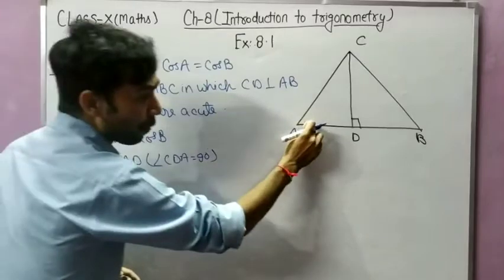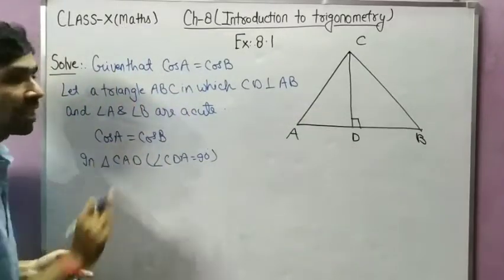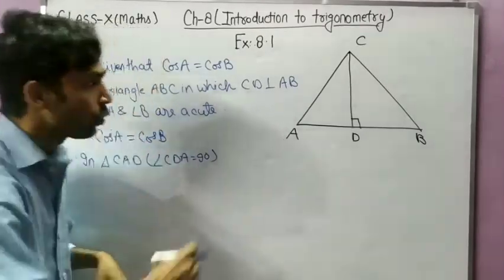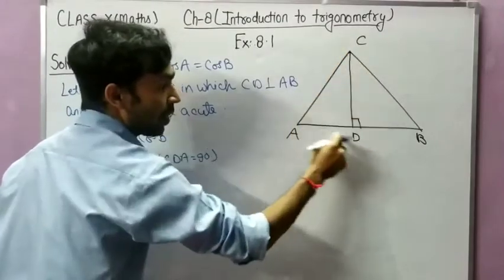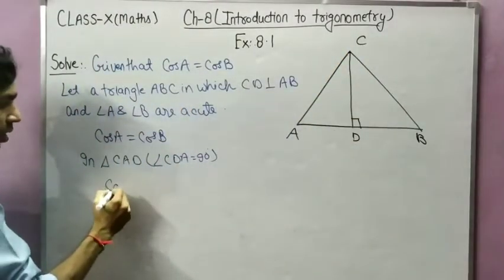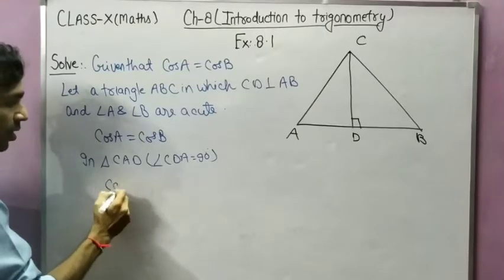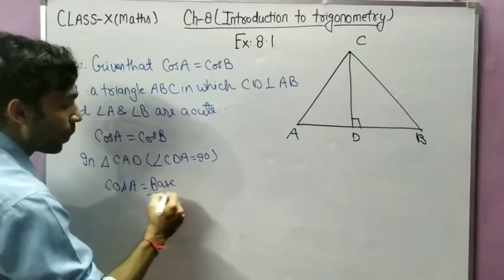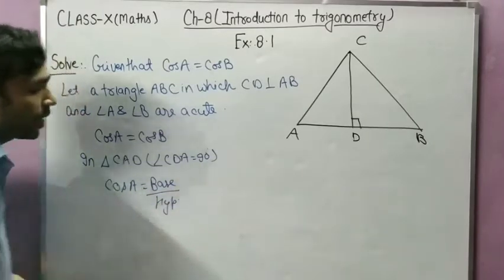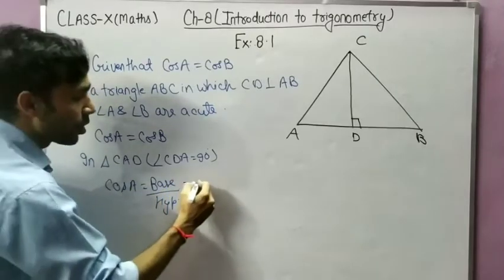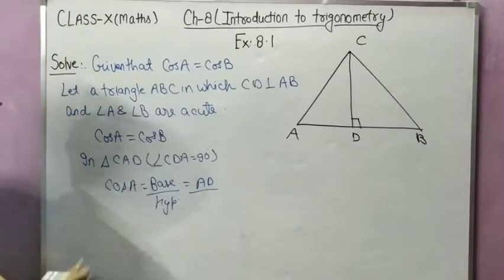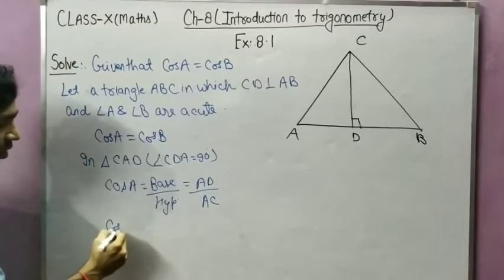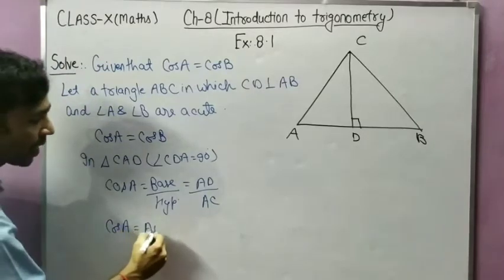For angle A we have to apply cos A, and we know that cos theta equals base upon hypotenuse. So for this triangle and this angle, cos A is equal to base upon hypotenuse. In this triangle the base is AD and the hypotenuse is AC. So we can say cos A equals AD by AC.